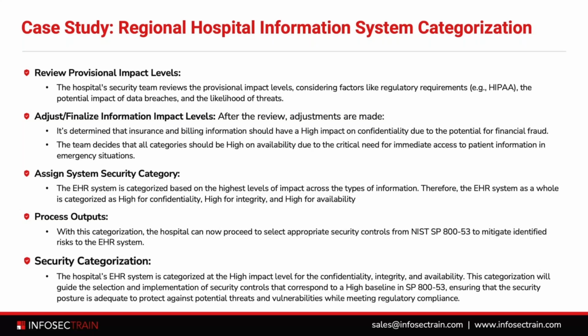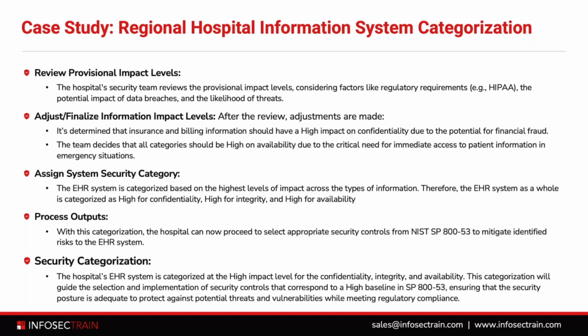Process outputs. Within the categorization, the hospital can now proceed in selecting the appropriate security controls from 800-53 for the category the EHR system has been assigned to. If the system has been categorized at the high impact level, it will receive more stringent security controls from the list of security controls, which should be coming from the 800-53 document of NIST.